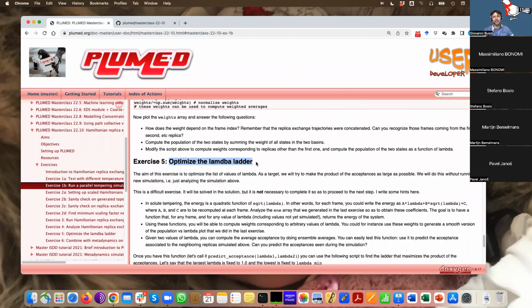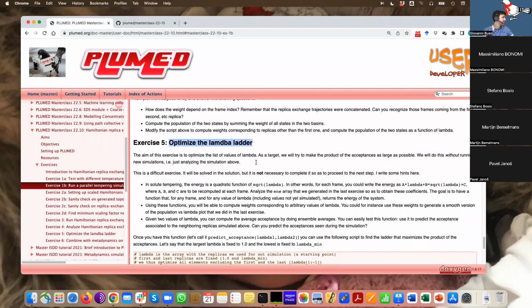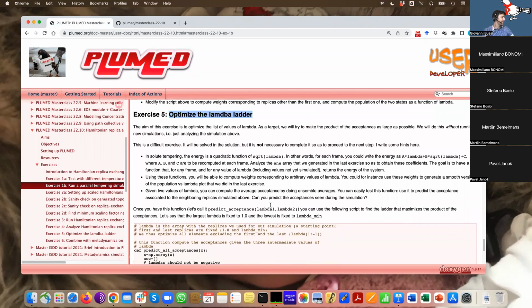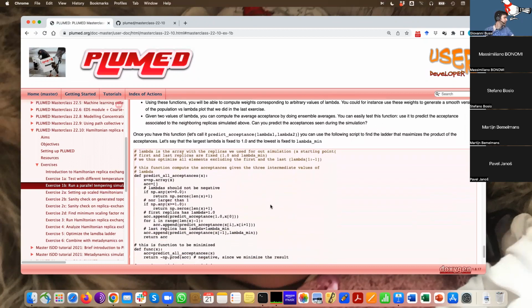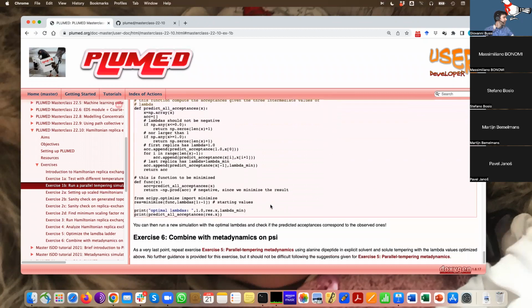This is a difficult exercise. Optimize a replica ladder. You have some guideline here, and I will not give you more input now. Try to read it and try to see if you can do it. Otherwise, we will see next week how to solve it. And finally, the last point is you can go back to this exercise from last year on parallel tempering metadynamics and repeat it using solute tempering metadynamics and see what's the difference.